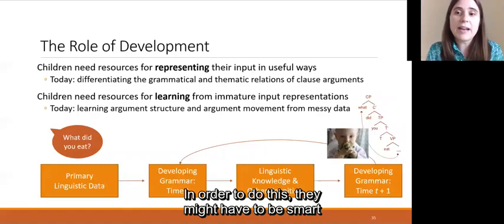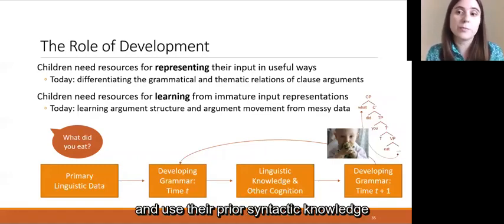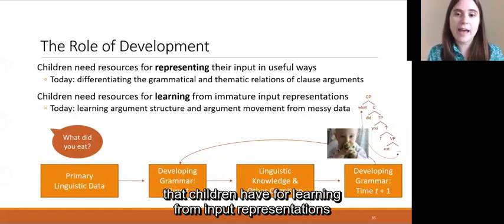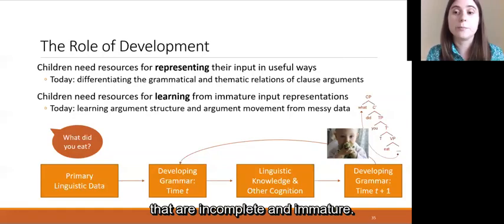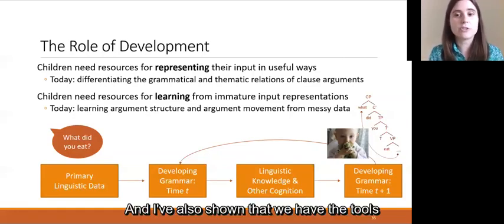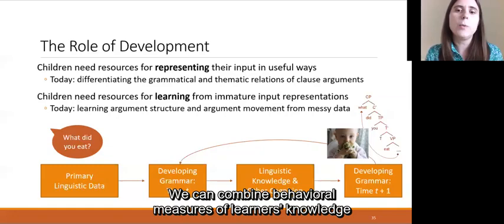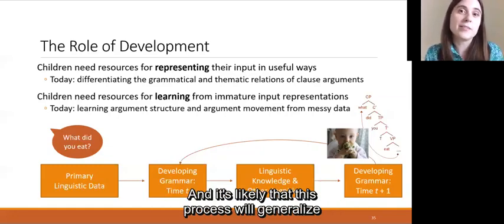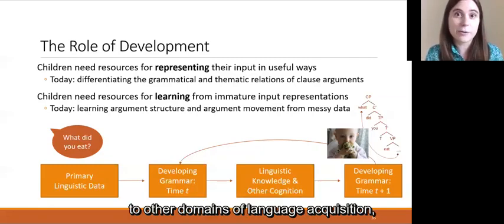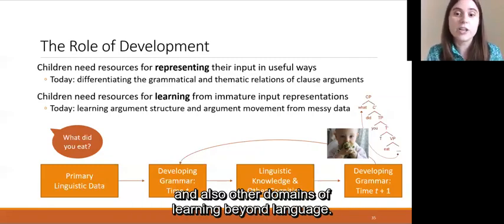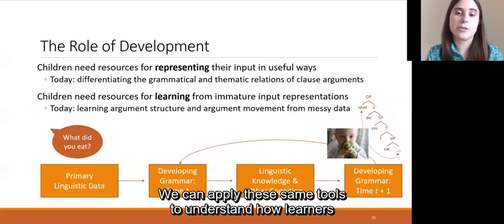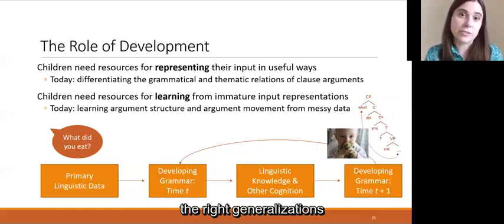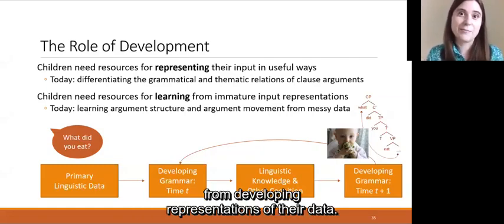In order to do this, they might have to be smart about what data to learn from and use their prior syntactic knowledge to guide statistical learning. And this tells us something about the resources that children have for learning from input representations that are incomplete and immature. And I've also shown that we have the tools for answering these questions. We can combine behavioral measures of learners' knowledge with computational models of their learning. And it's likely that this process will generalize to other domains of language acquisition and also other domains of learning beyond language. We can apply these same tools to understand how learners in any domain are combining prior knowledge with learning resources in order to draw the right generalizations from developing representations of their data.